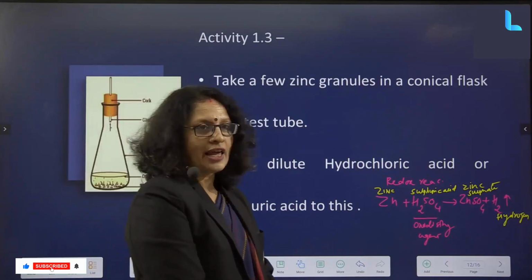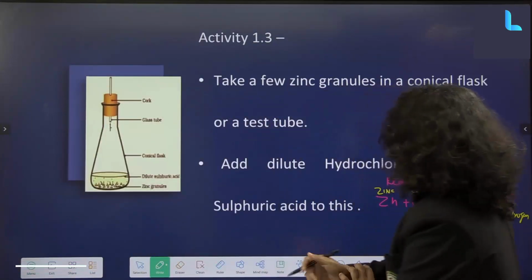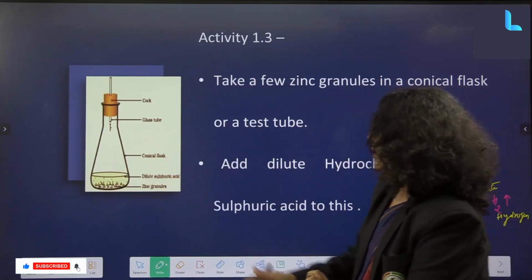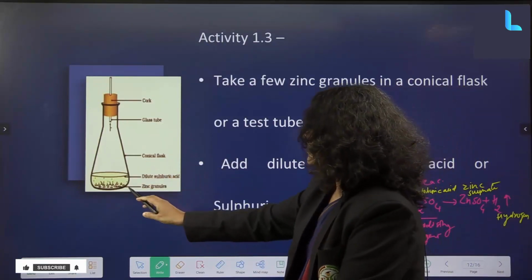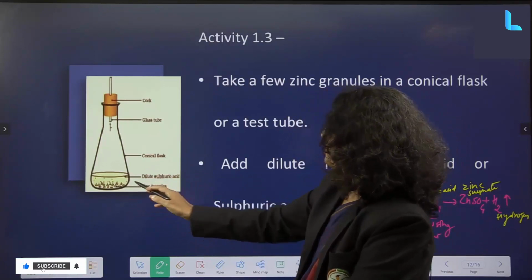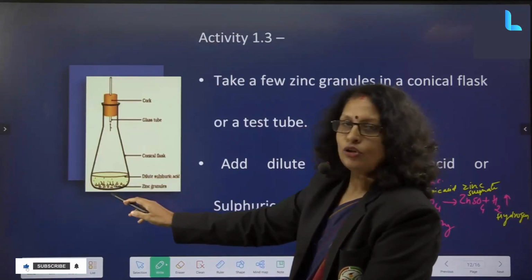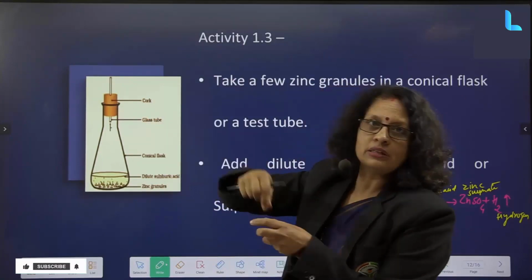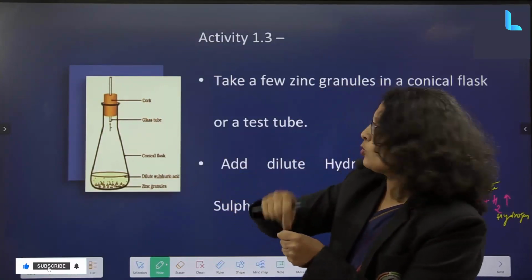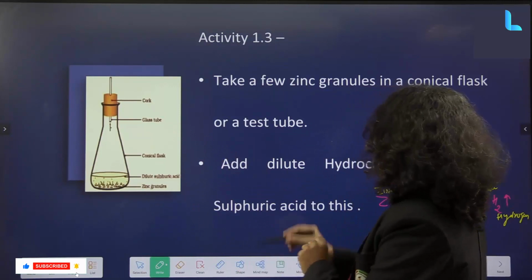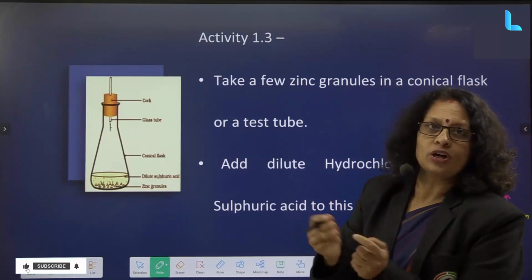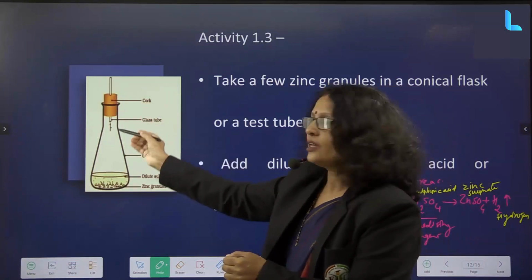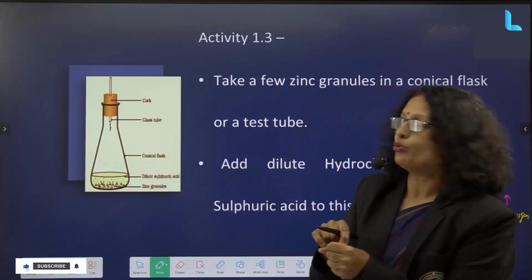Then another experiment is there. Take a few zinc granules in a conical flask. You can see here, this kind of flask is called a conical flask. In this flask there are zinc granules at the bottom, then sulfuric acid is added on top, and a glass tube is there with the cork. The rubber cork closes the conical flask. Cork can be one hole or two hole, depending on the requirement. A one hole cork is there for inserting one tube into it.